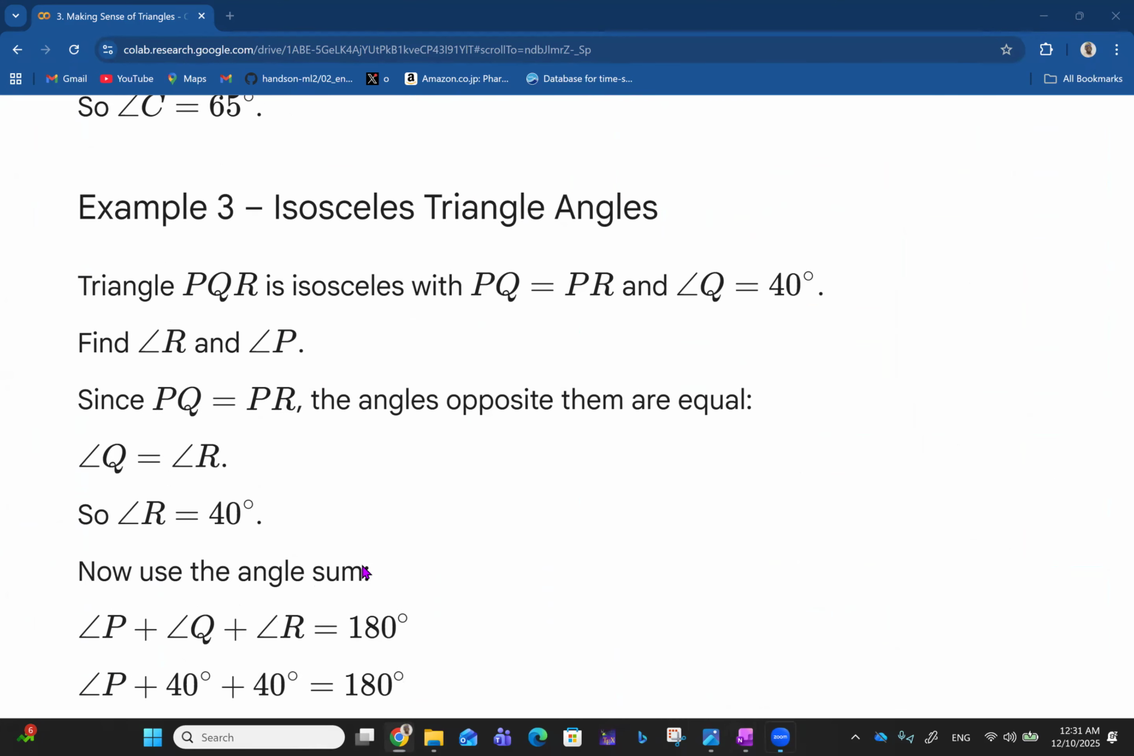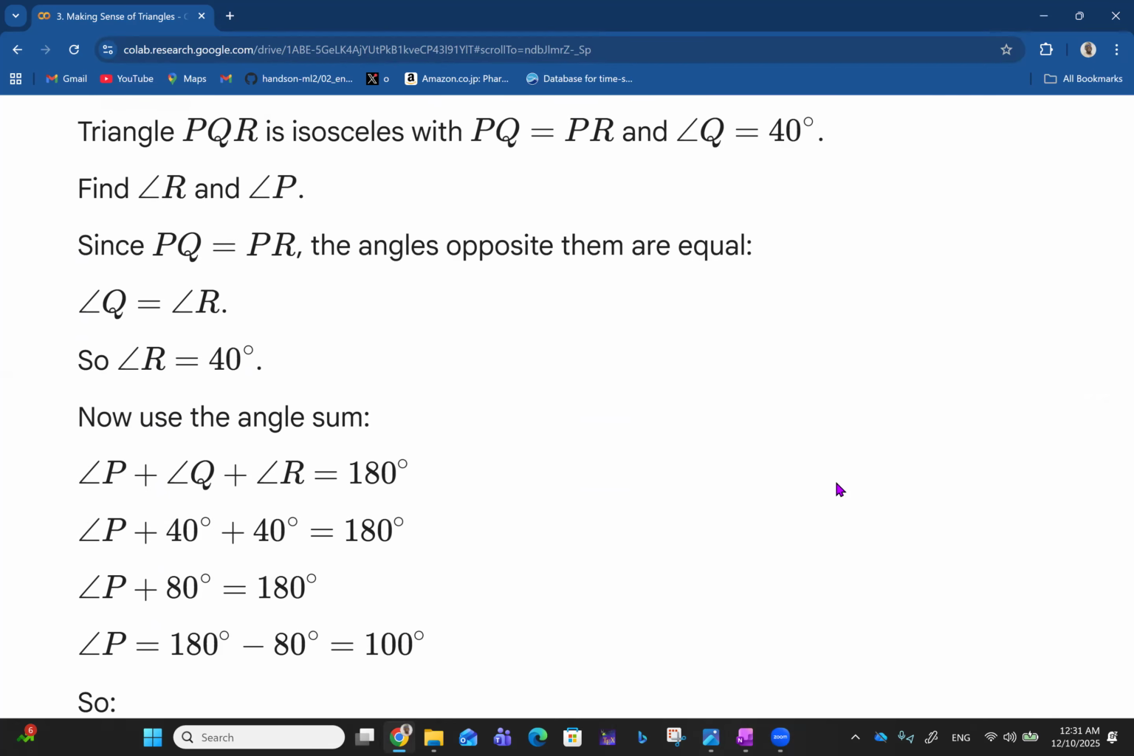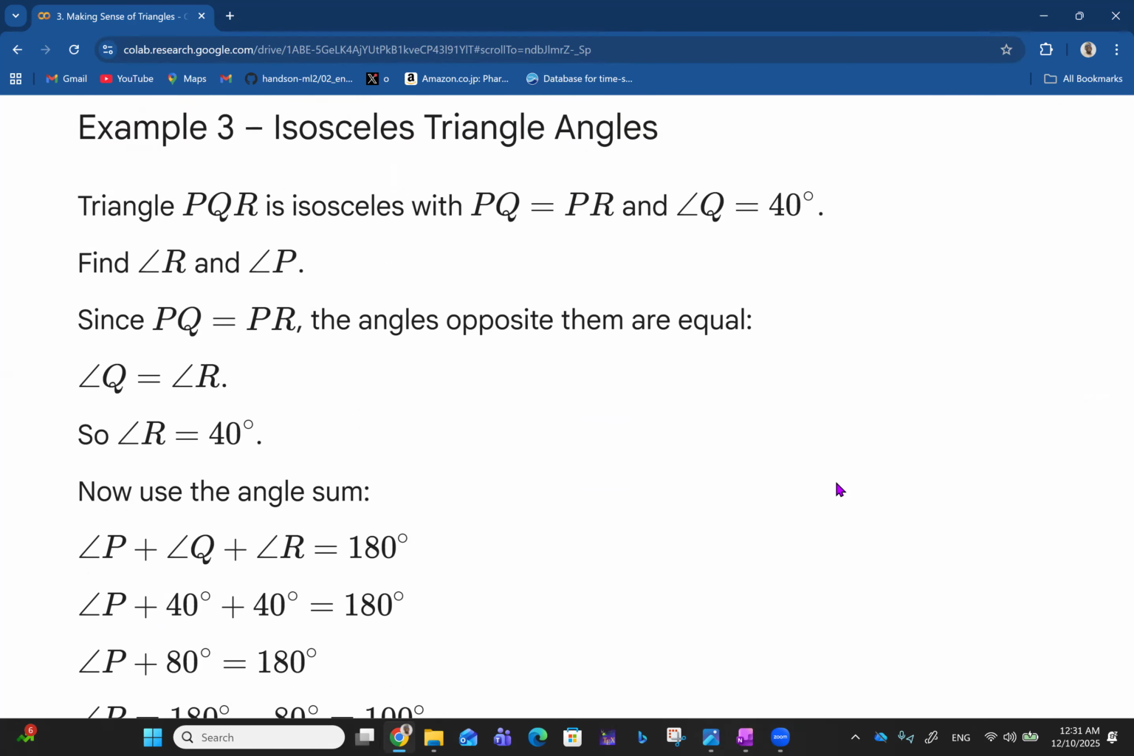Then we have example 3 for isosceles triangles, right? So triangle PQR is isosceles with PQ equals PR, and angle Q is 40 degrees. Find angle R and angle P. So since PQ is equal to PR, the angles opposite them are equal. So angle Q is equal to angle R. So angle R is 40 degrees.